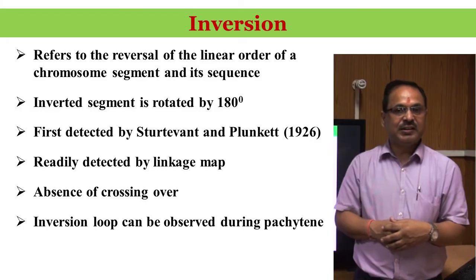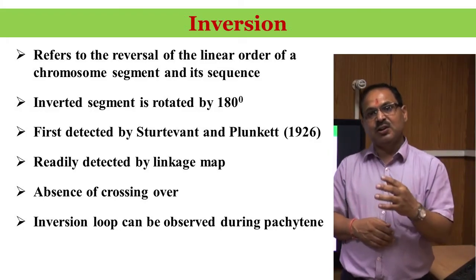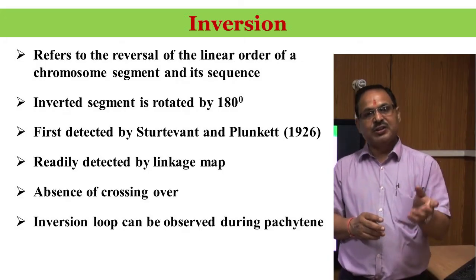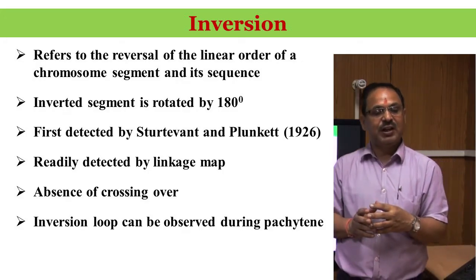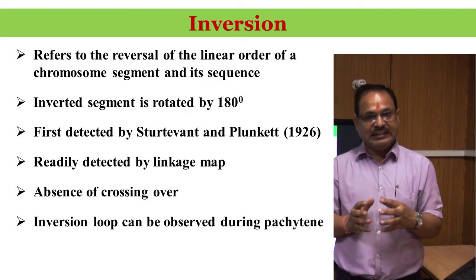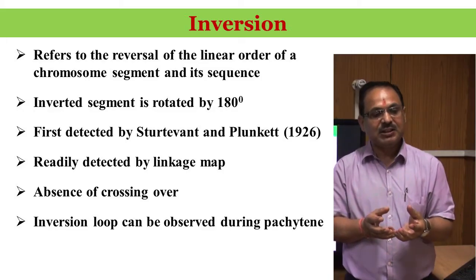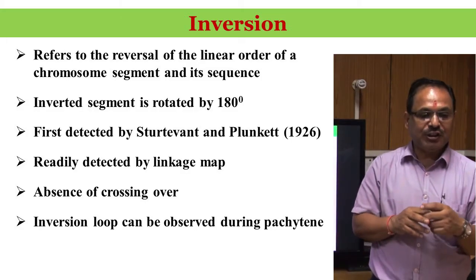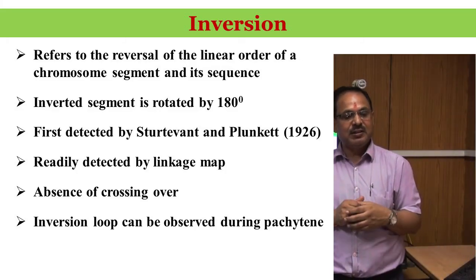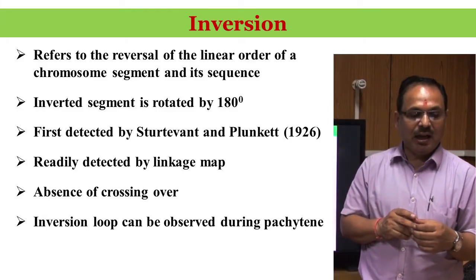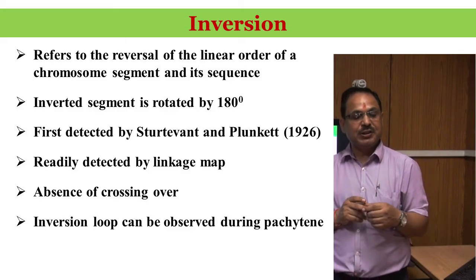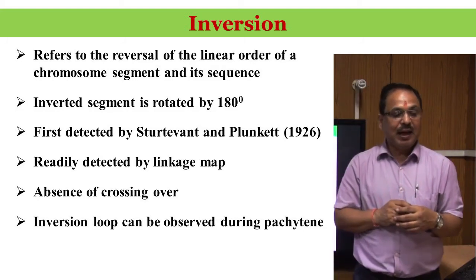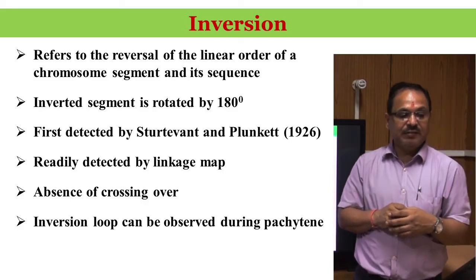Next is the inversion. This is the last of the intrachromosomal aberrations. It refers to the reversal of the linear order of a chromosomal segment and its sequence both. The inverted segment is rotated by 180 degrees, and so it makes a loop. The process of inversion was first detected by Sturtevant and Plunkett in 1926, and this type of inversion can be readily detected while preparing the linkage map, and in the absence of crossing over, an inversion loop can be observed.